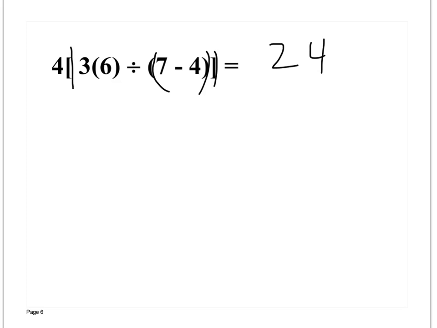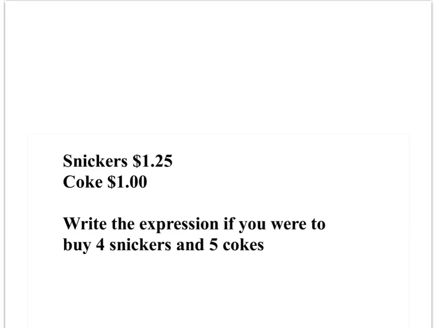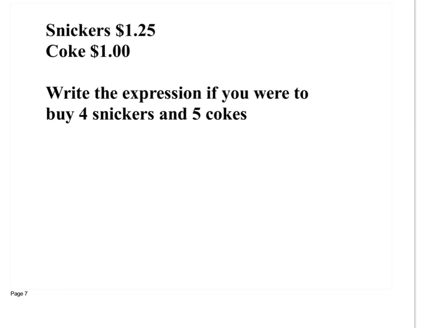So I'm going to do 3 times 6, which is 18. 7 minus 4 is 3. Okay, we have that inside grouping symbols. So what is 18 divided by 3? 6. 4 times 6 is 24. She's right. Good job. All right. What you need to do is write this down.